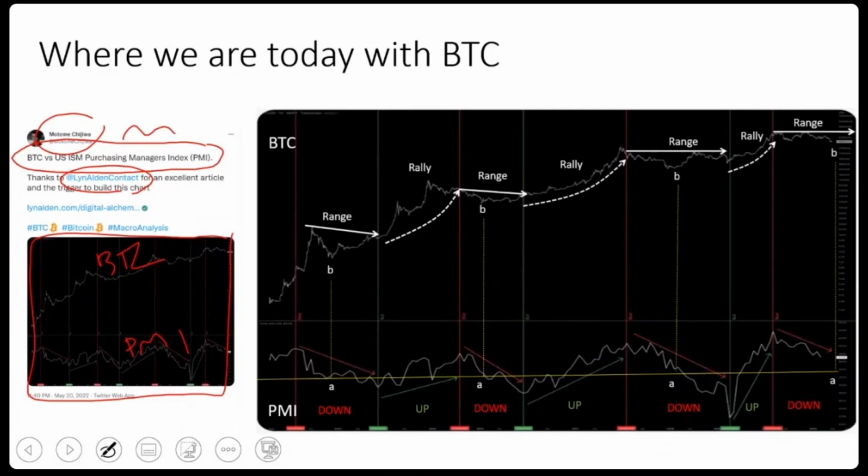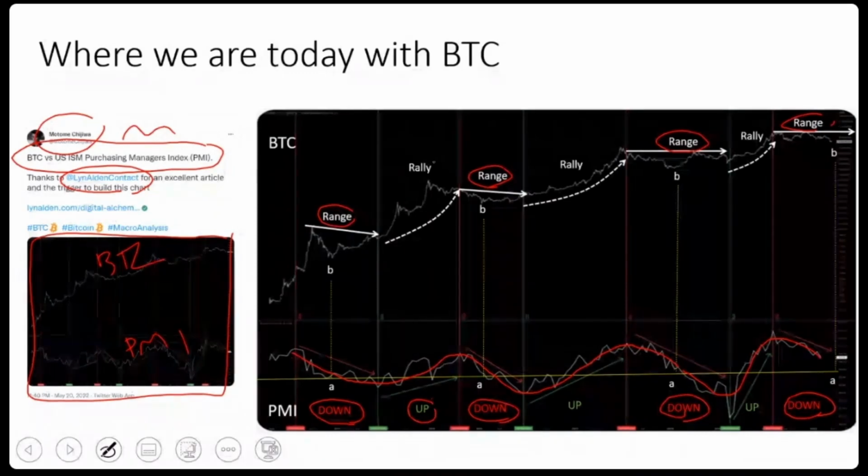If you look here, the PMI is cyclical, like a business cycle. So let me try and draw it nicely here. This is the PMI: up, down, up, down, up. So this is very much like a business cycle. When the business cycle is down, Bitcoin goes into a range. Currently, the down cycle is in a range. When it's up, then of course it's in a rally and so on and so forth.